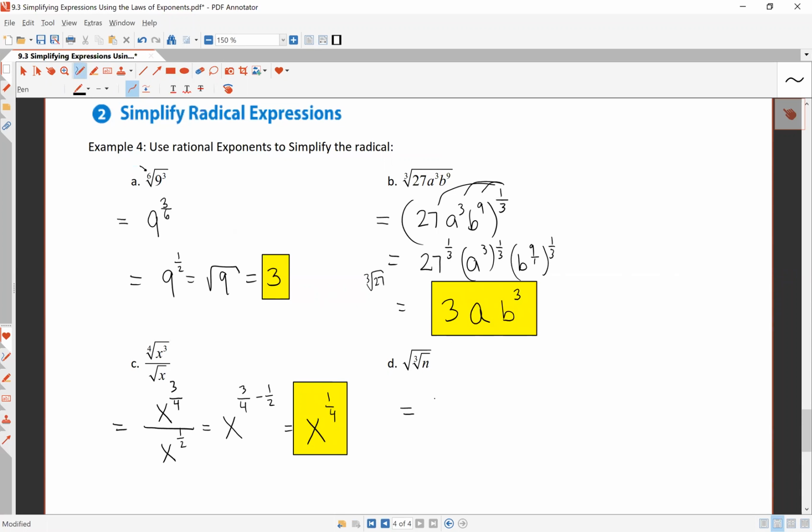Letter D. The square root implies that we have an exponent of 1/2. The cube root implies that we have an exponent of 1/3. So power to a power, those multiply, and we're left with 1/6. N to the 1/6.